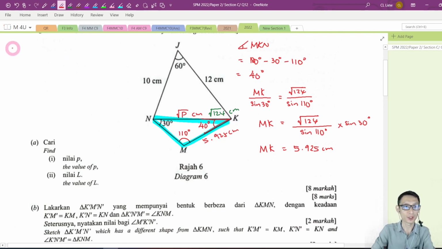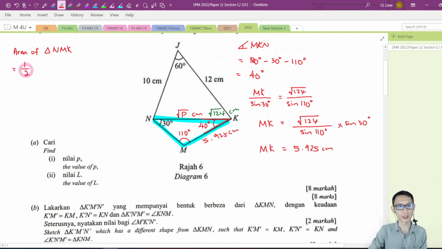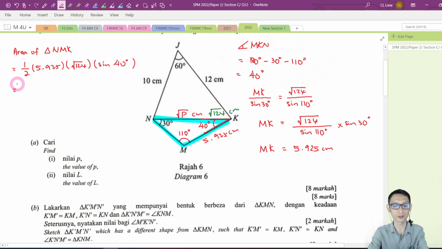Okay, now can we get the area of this triangle? No problem, right? Let me write over here. Area of triangle NMK is equal to 1 over 2 times 5.925 times square root of 124 times sine 40 degrees. Okay, just press your calculator.